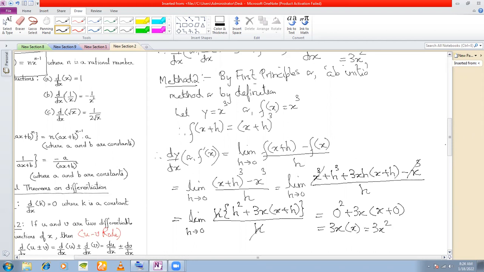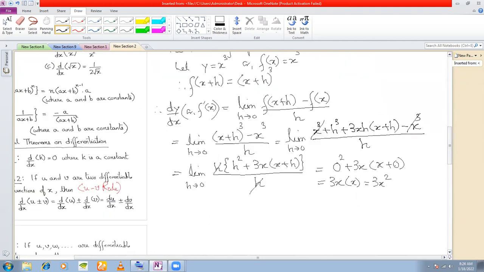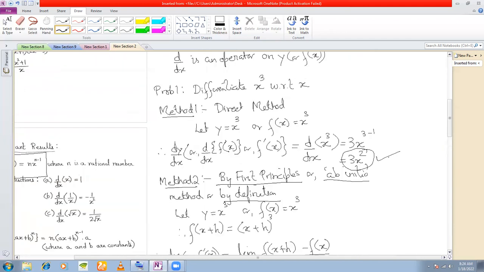So what you saw is when I differentiated directly here, I got the answer as 3x square. And when I differentiated from limits, I got the answer as 3x square. But what was the difference between the two methods? Here I differentiate by first principles or ab initio or by definition. And here I differentiated directly. So remember, if in the question they tell you to differentiate by ab initio or by definition or from first principles, you are going to use method 2. But if nothing is mentioned, you can differentiate directly.